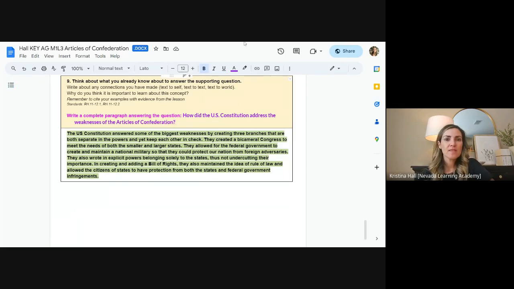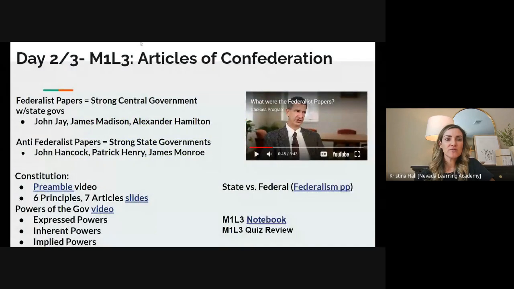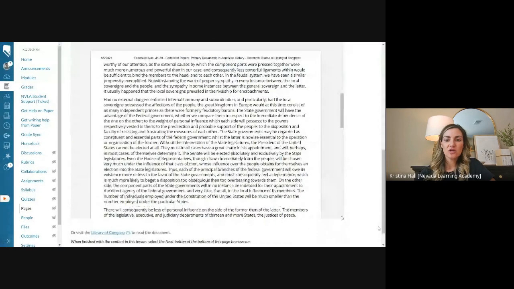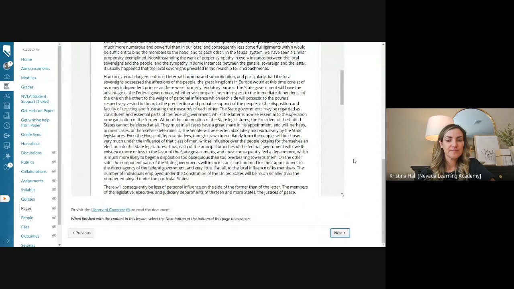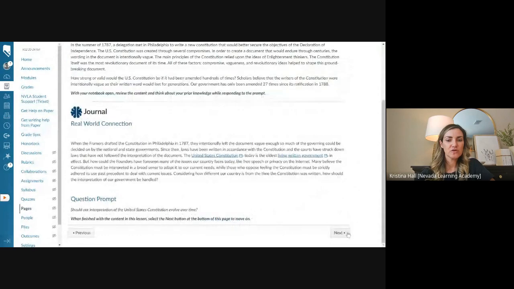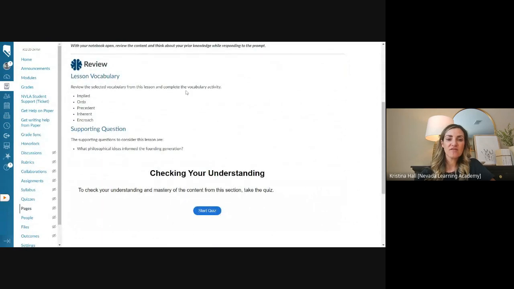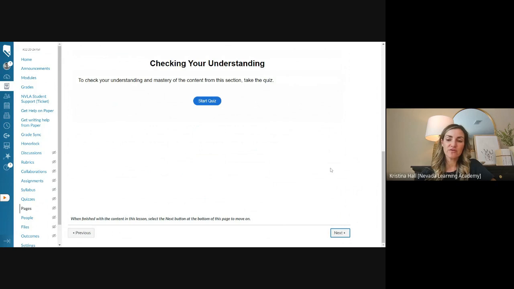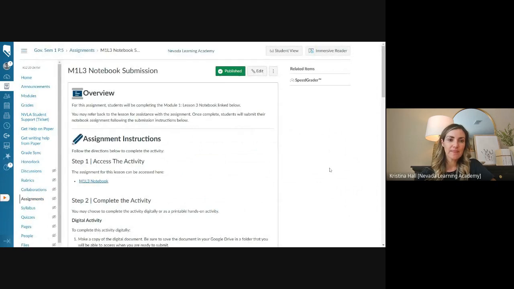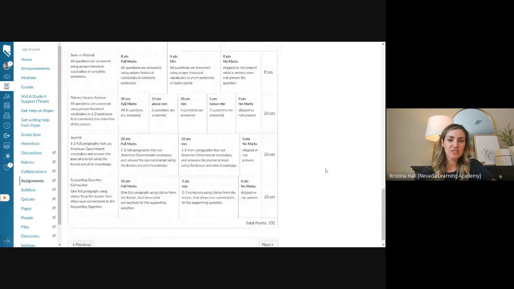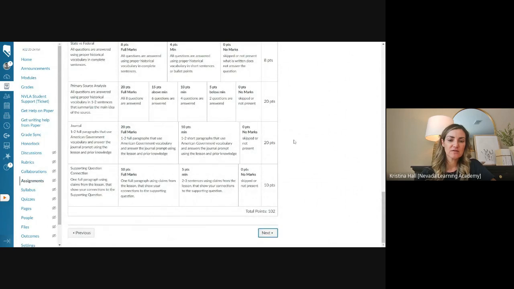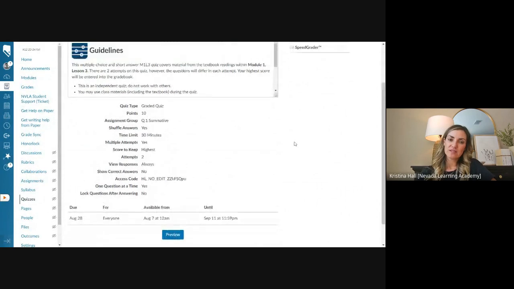Okay. All right, so once you're done with that, you're going to submit it. There's your journal question, bringing it all together. Okay, you do have this checking for vocab, checking for understanding, so you can do that one on your own, and it's just going over the main vocab words. So another good thing you can do to review for your quiz. Here's the submission page, the rubrics, and then here's the quiz.